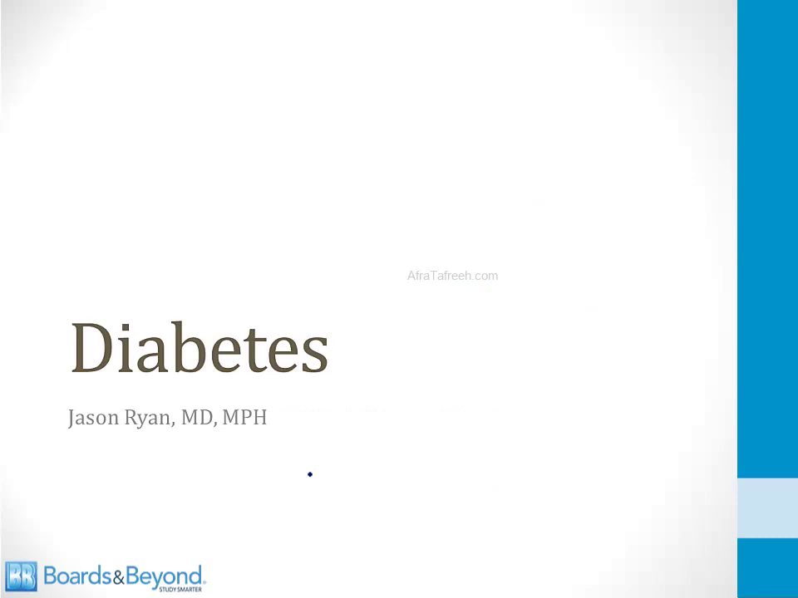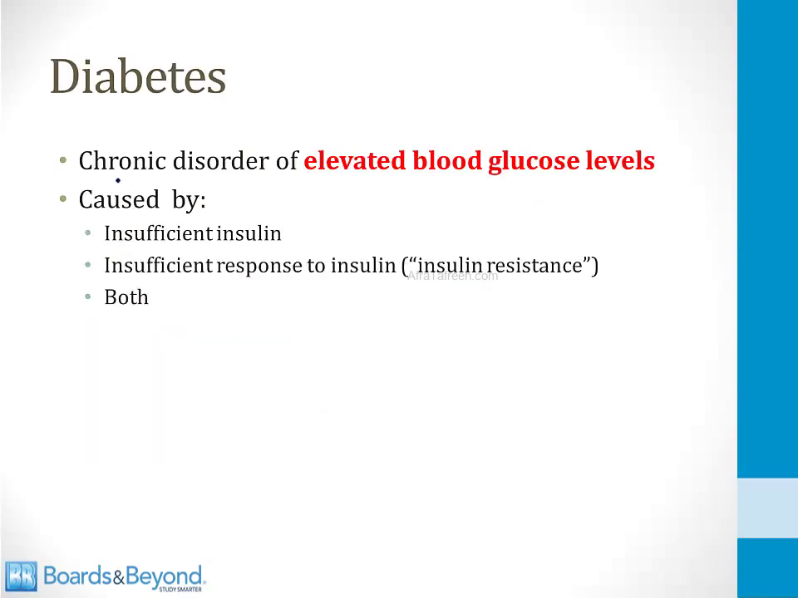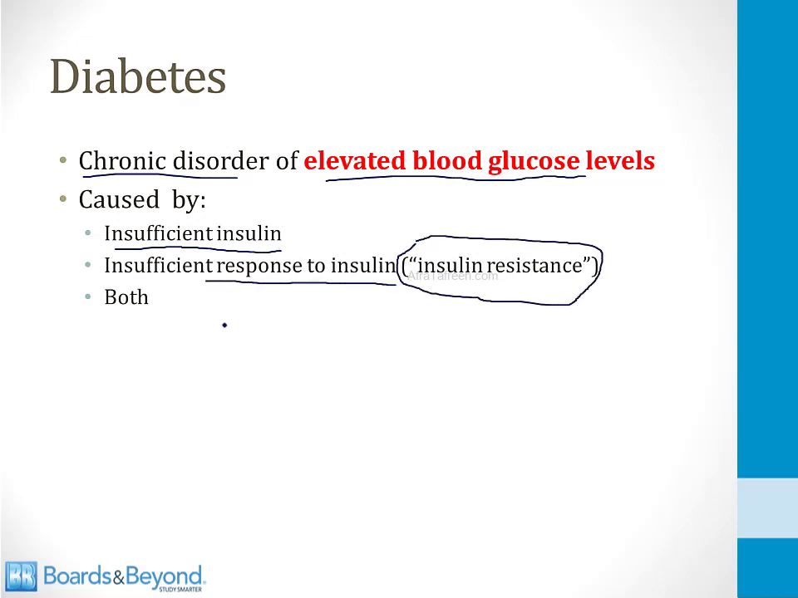Hi everyone, and welcome to our module on diabetes. Diabetes is a chronic disorder of elevated blood glucose levels, and it can be caused by either insufficient insulin production by the pancreas or insufficient response to insulin by peripheral tissues. This is referred to as insulin resistance, and sometimes it's caused by both of these reasons.